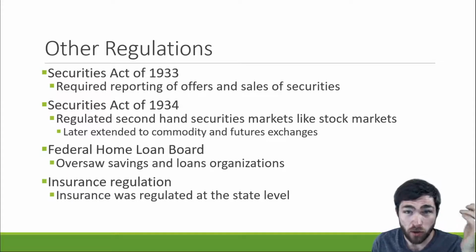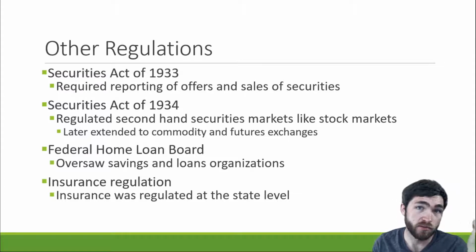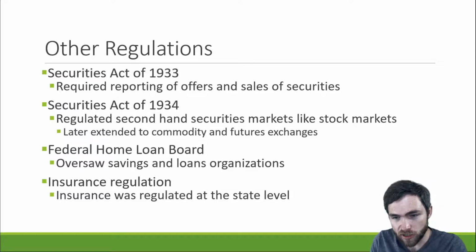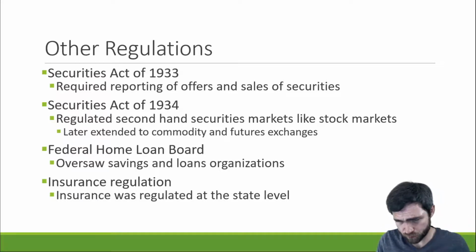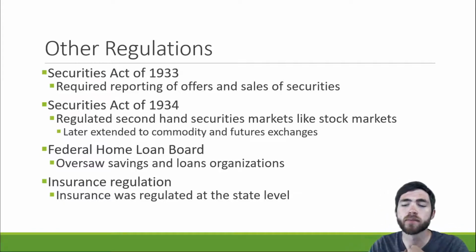Some other things that came along in the wake of the Great Depression were various securities acts that regulated securities in stock markets, and the creation of regulatory bodies to oversee the savings and loans organizations, and so on. Insurance was largely regulated by the states rather than at the federal level, so there was a pretty loose hand there, and it was very patchwork.